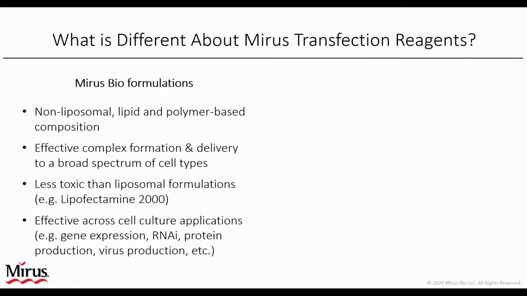In conversations with researchers, we often get the question of what makes Mirus reagents different, as well as why can I expect better results if I switch to your products? Both are fair questions that I'm happy to address. Because while many transfection formulations utilize a cationic polymer like PEI or liposomes like Lipofectamine, Mirus formulations are non-liposomal mixtures of both cationic lipids and polymers, which promote effective complex formation to a broad spectrum of cells. Our formulations tend to be less toxic than liposomal formulations because they're less disruptive to the cell membrane. And unlike PEI-based formulations, Mirus reagents are effective for delivery of multiple nucleic acid types to a wide range of cells from many different applications.